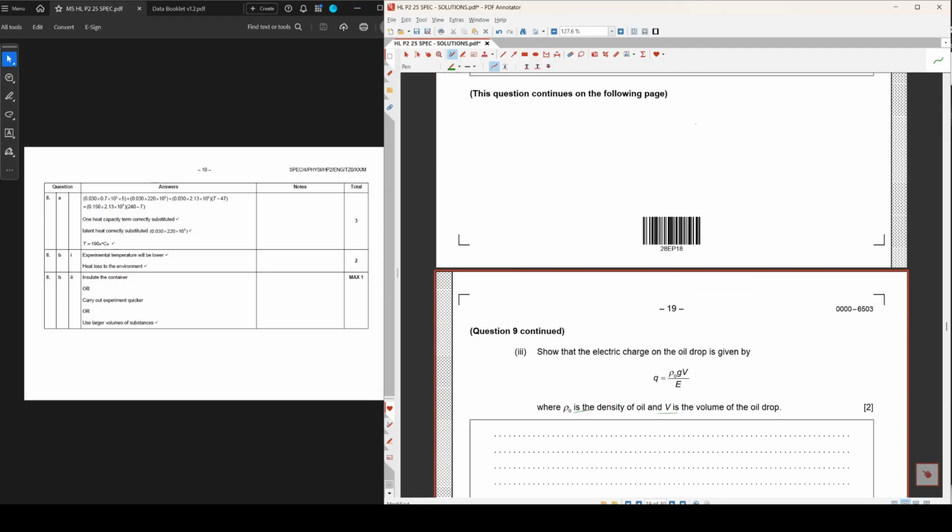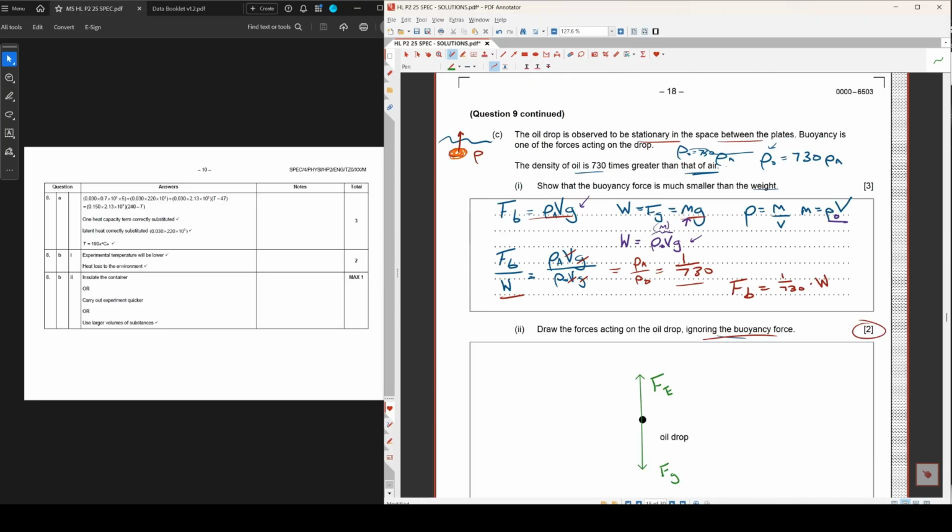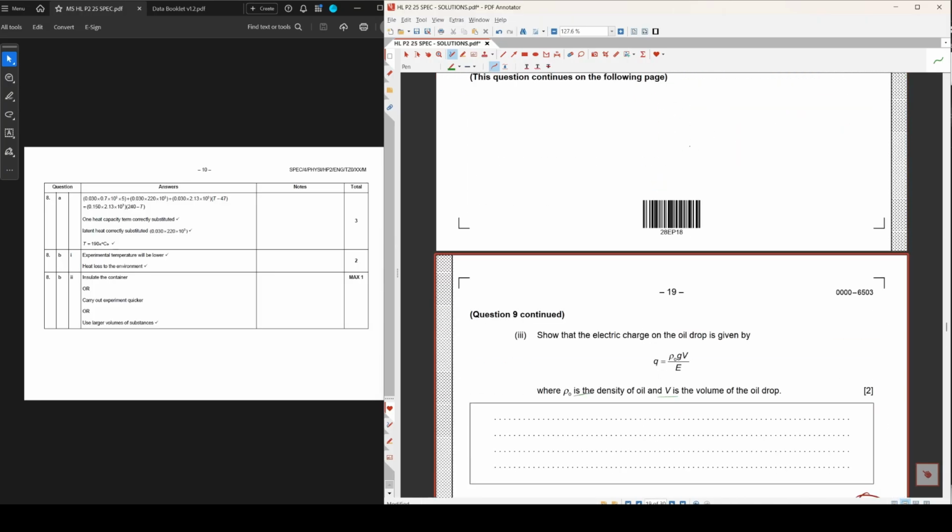Okay, this one's pretty hard to do if you didn't do this part and figure out the whole density of oil times V times G is not the buoyancy force. This is not the buoyancy force, because that's not the weight of the air being displaced. That's the weight of the oil drop itself, because density times volume is mass. And what are they getting at here?